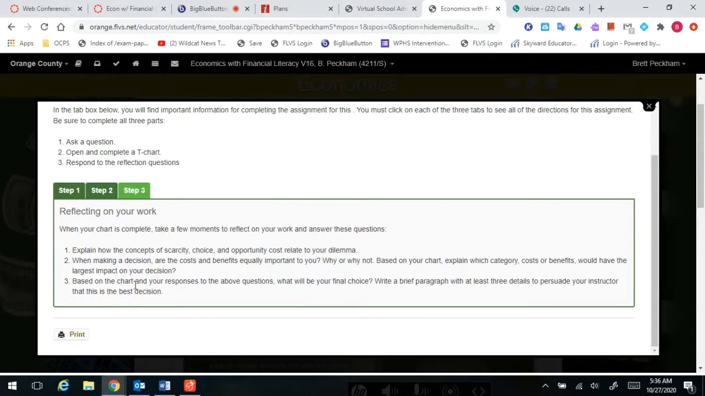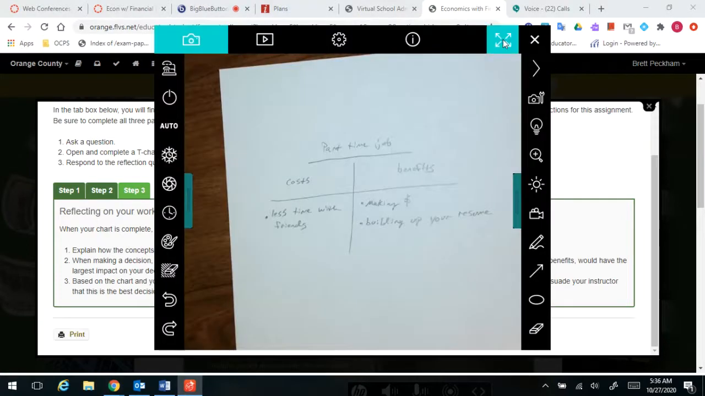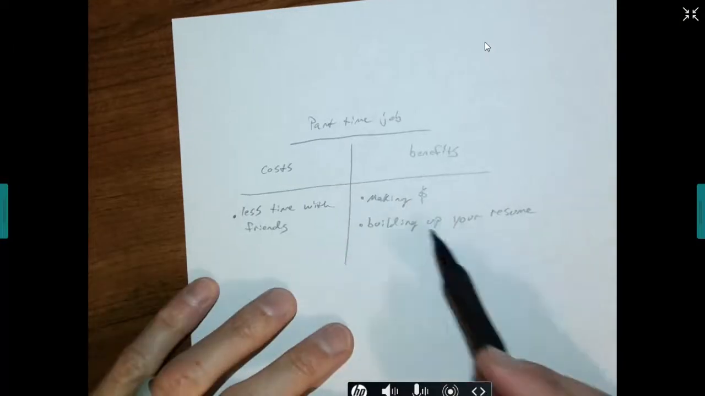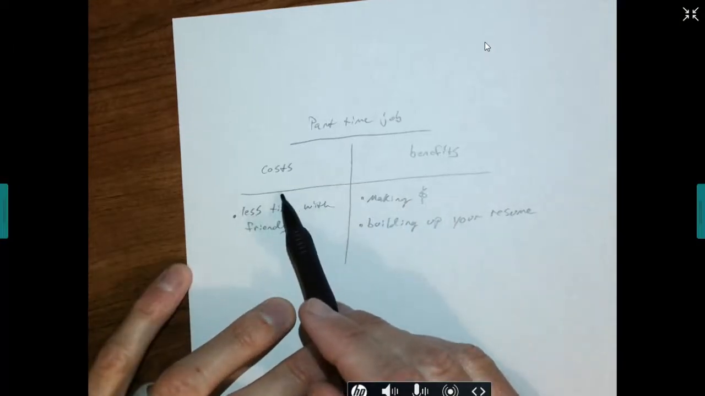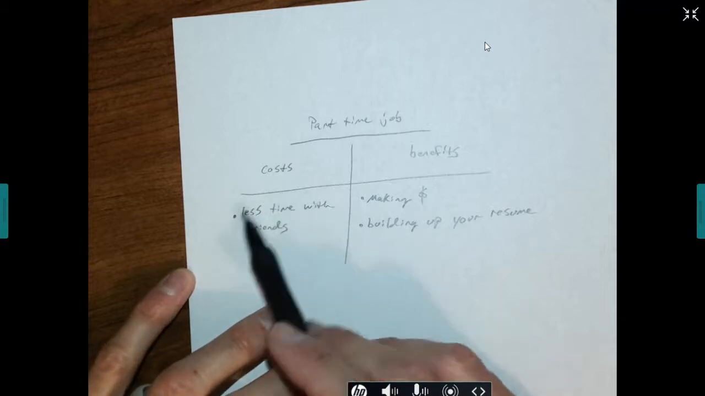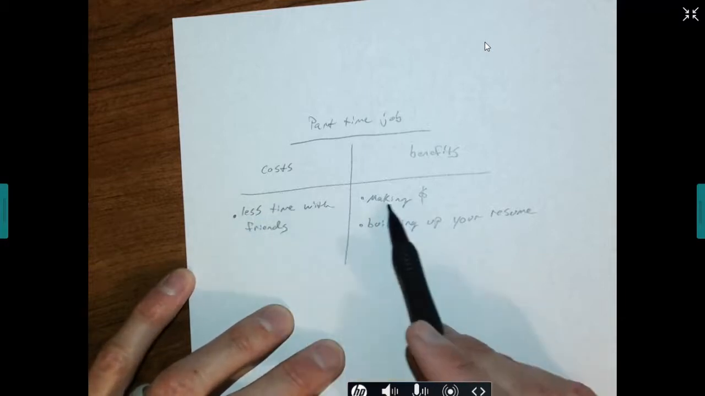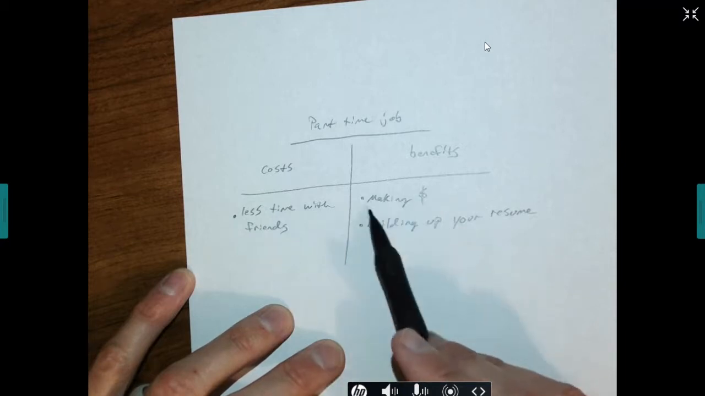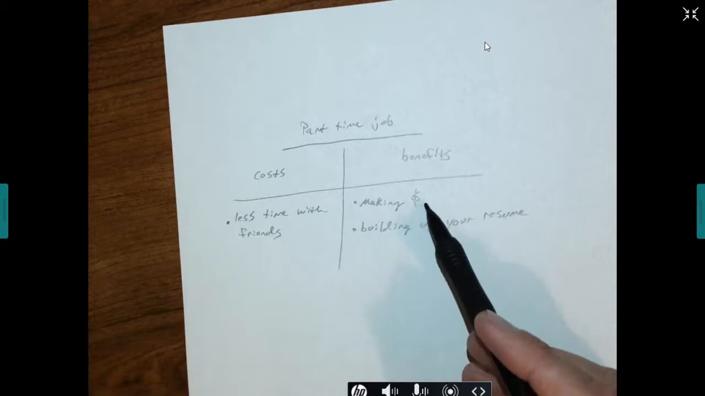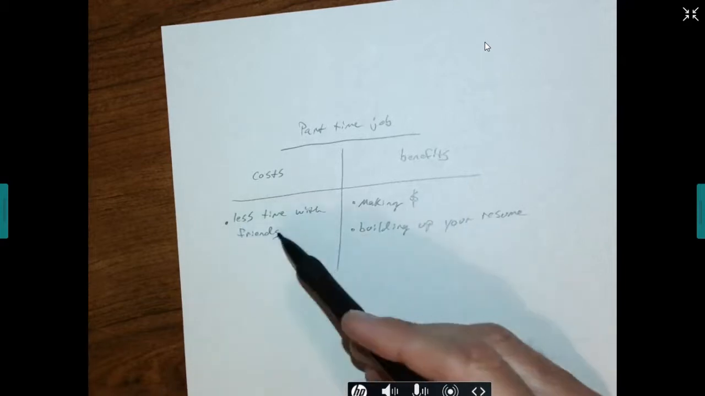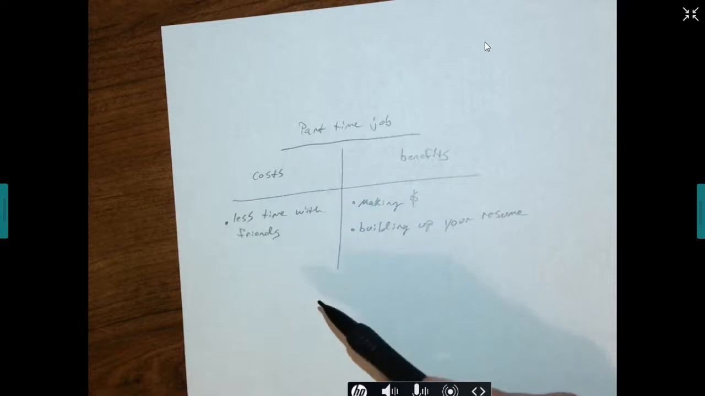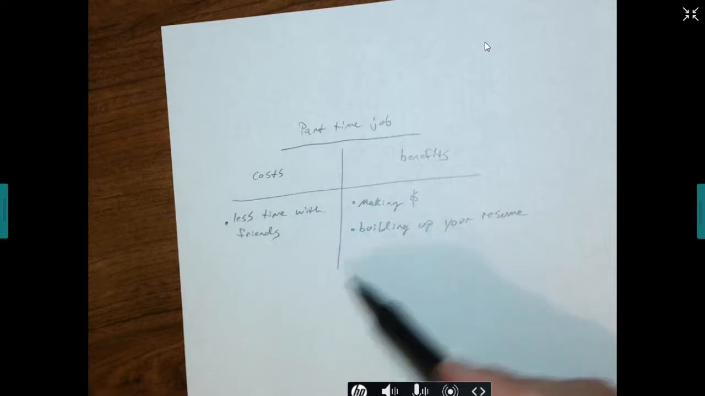Based on the chart and your responses to the questions, what will your final choice be? In a brief paragraph, with at least 3 details to persuade your instructor of this best decision. So you're going through and explaining, okay, why is it important? If you say, I only have one life, I've got to spend time with my friends, it's really important. I'm not someone that needs to have some money. Materialistic things aren't that important to me. You might say, you know what, I'm going to go with this. You have to explain why you make certain decisions, and just write that down in a couple sentences.